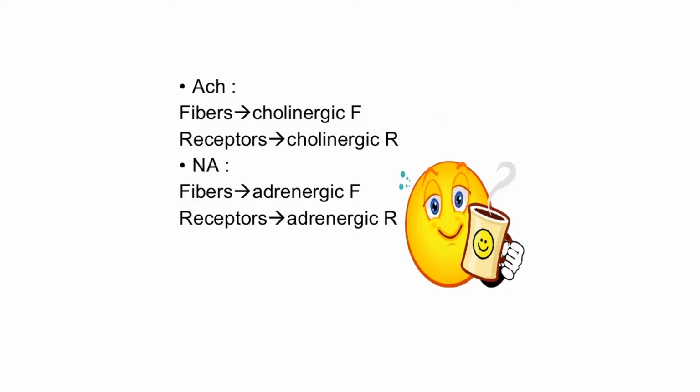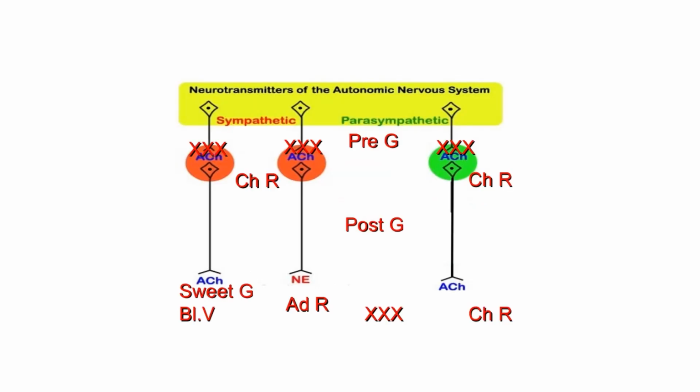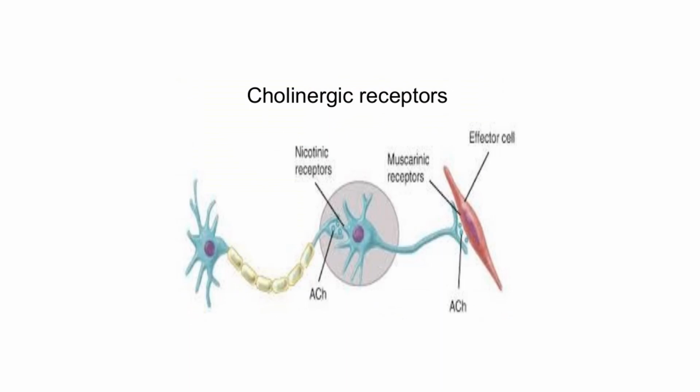Acetylcholine, the fibers, cholinergic receptors, acetylcholine, noradrenaline. We have cholinergic fibers, adrenergic fibers, adrenaline. Accordingly, the receptors are also different. Neurotransmitters are acetylcholine and also adrenaline. Cholinergic receptors are of two types, muscarinic and nicotinic.